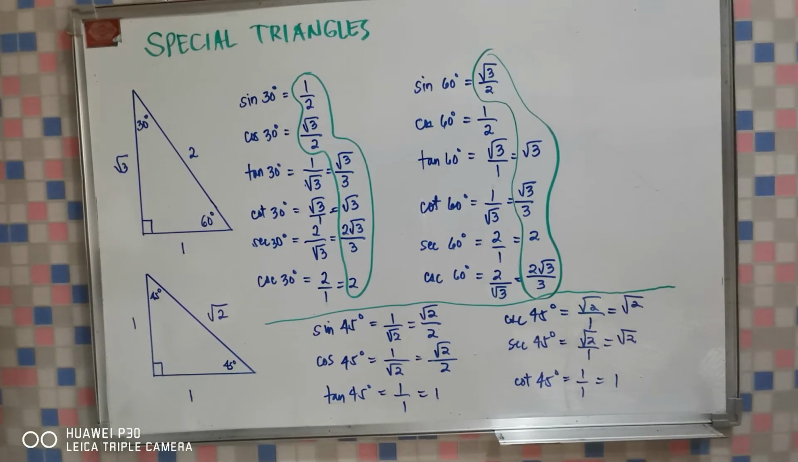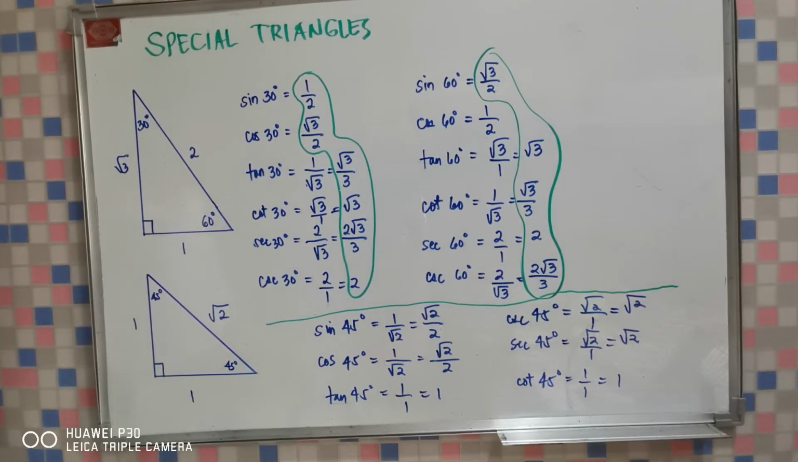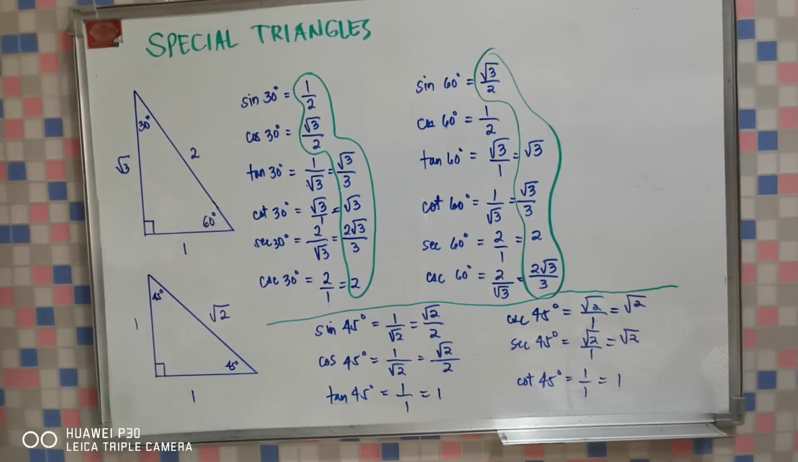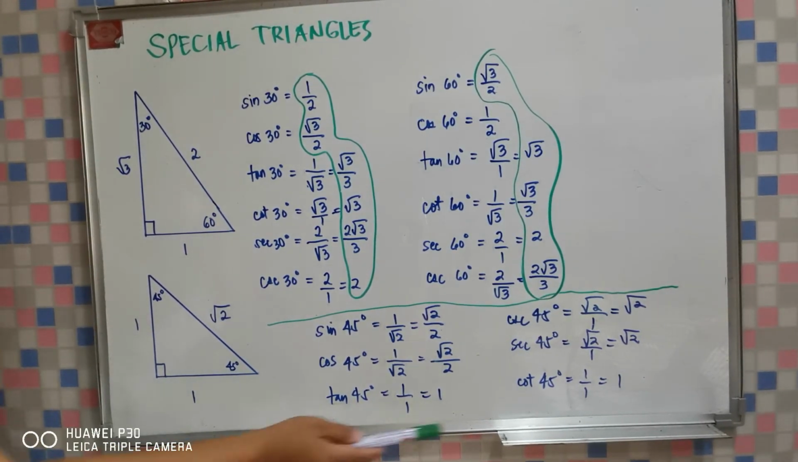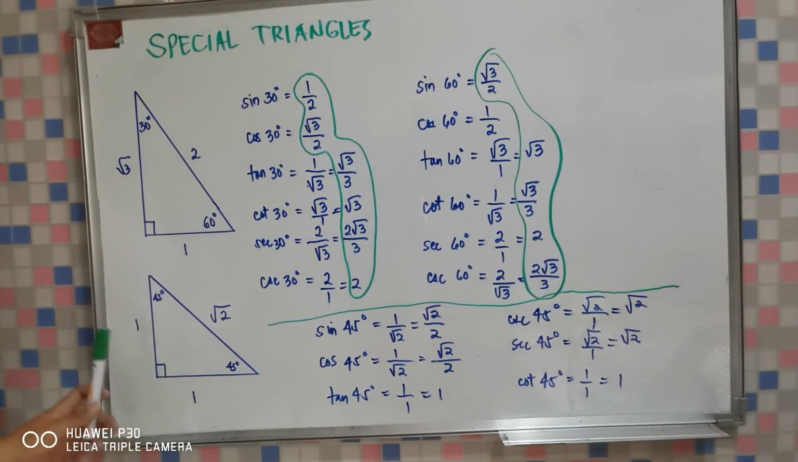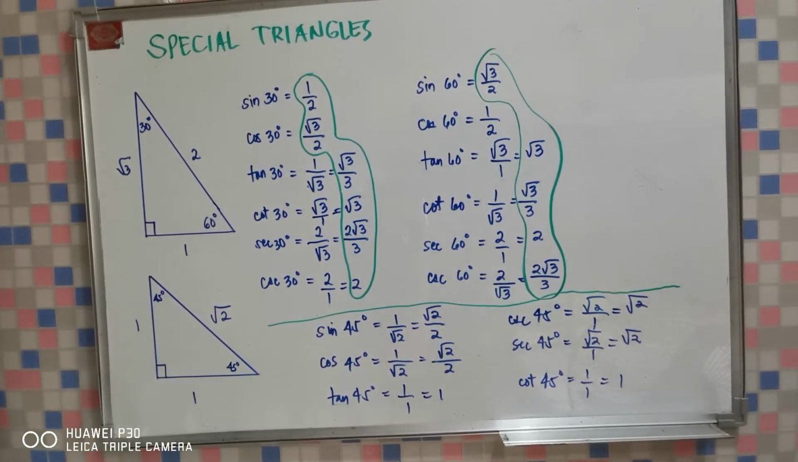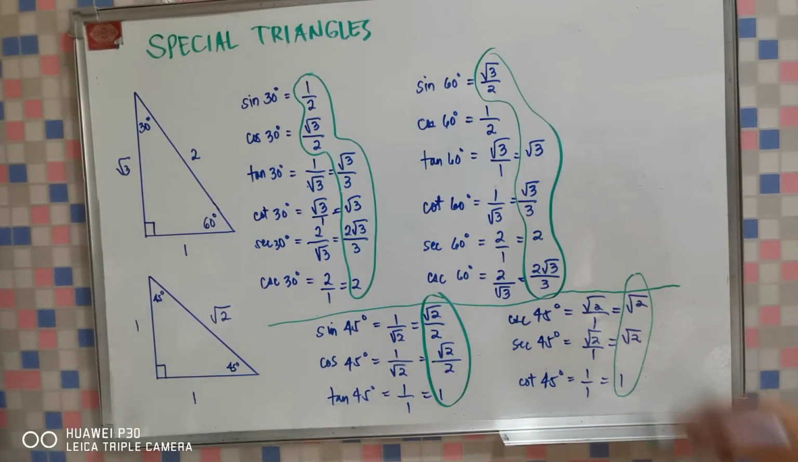Okay, so notice that in the 45, 45, 90 degree special triangles, the sine 45 and the cosine 45 have the same function values, as well as the cosecant 45 and the secant 45, as well as the tangent and the cotangent. Okay, so tangent 45 is opposite over adjacent, so 1 over 1 is equal to 1. And that's the same with cotangent 45 degrees. So again, all you have to do is memorize or familiarize lang.